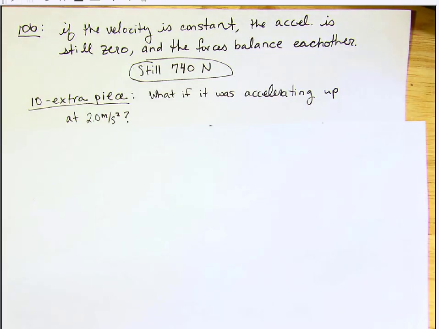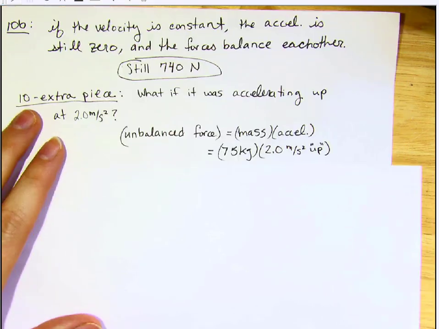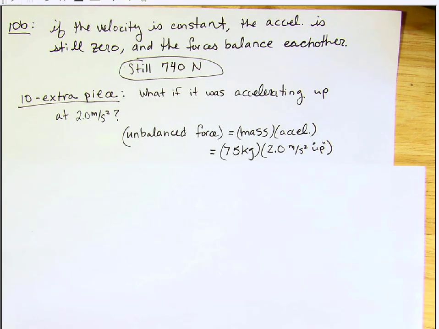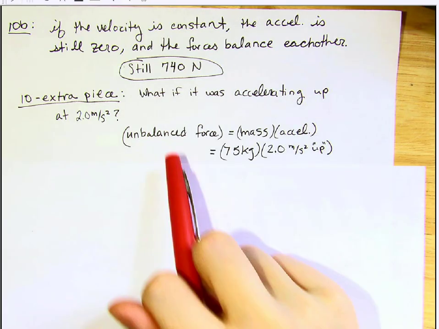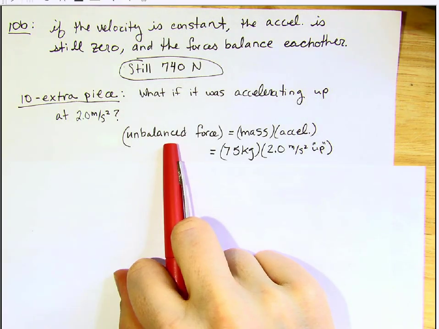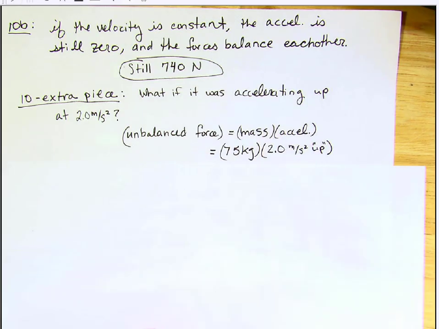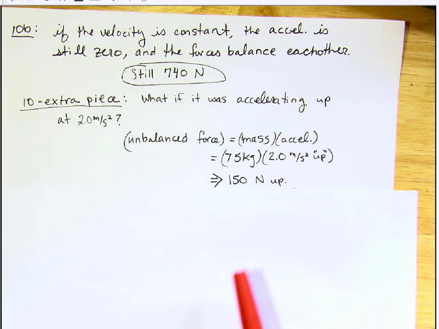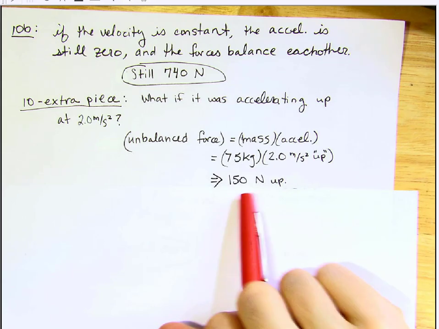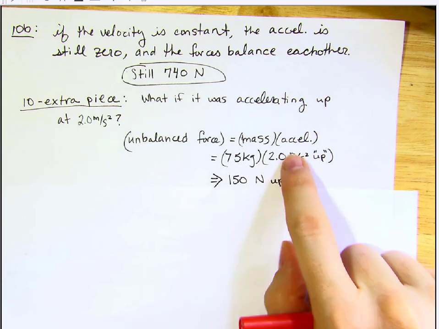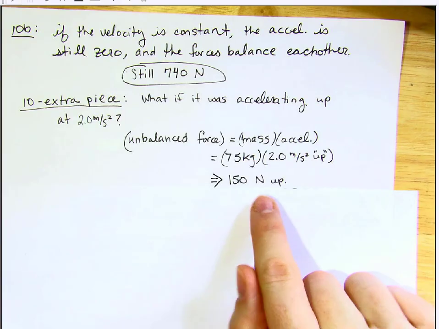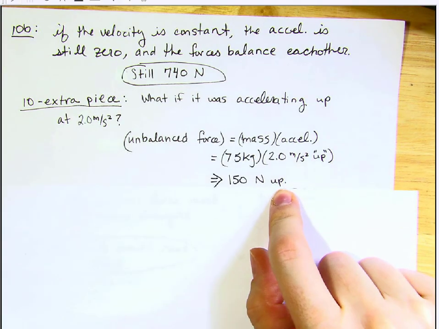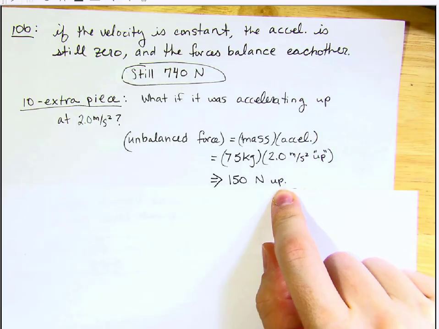For fun, I've added on an extra piece here. What would the scale read if the elevator was accelerating upwards at 2 meters per second squared? Well, in order to accelerate, there has to be an unbalanced force, and we can find that amount. The amount of unbalanced force on the person has to be equal to the mass times the acceleration. So we plug in our values, and we get 150. And for newtons, I just bundled up the kilogram meter per second squared because that's equal to a newton and just wrote N. And the unbalanced force is upwards because the acceleration is upwards.